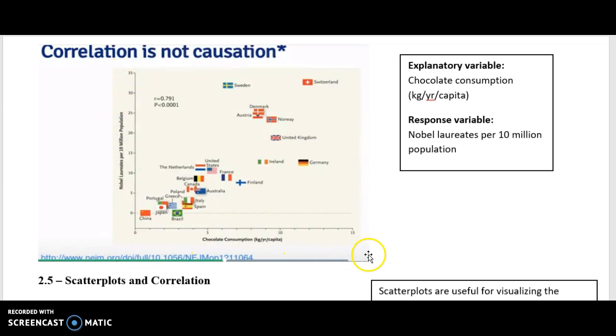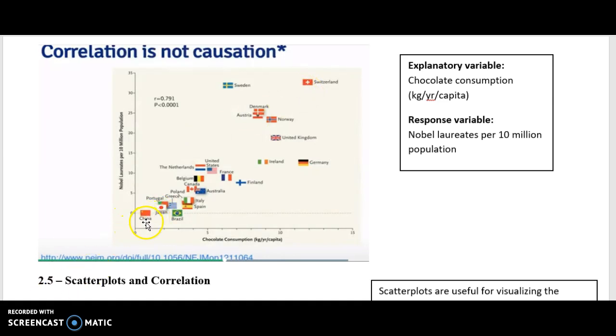So this is a silly example, but the explanatory variable is chocolate consumption in kilograms per year per capita around the world. And on the vertical, it's Nobel laureates per 10 million population. So if you notice, the more chocolate consumption there is seems to correlate pretty well with the number of Nobel laureates per 10 million people. So for example, Switzerland has the highest chocolate consumption and also the highest number of Nobel laureates per 10 million population.